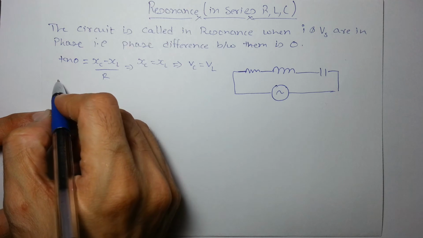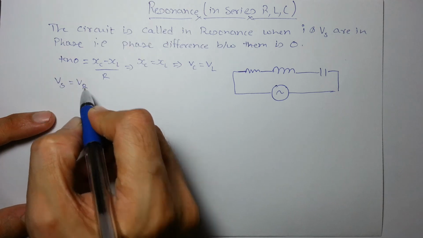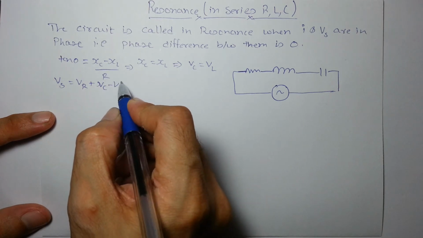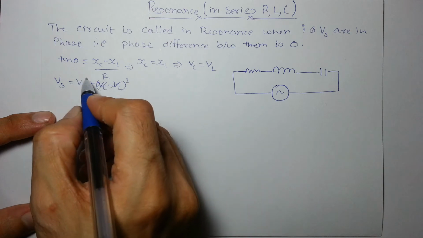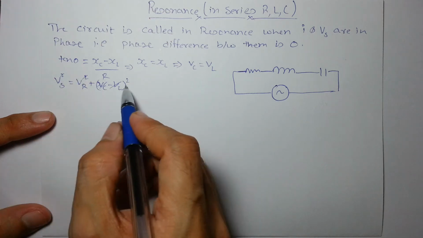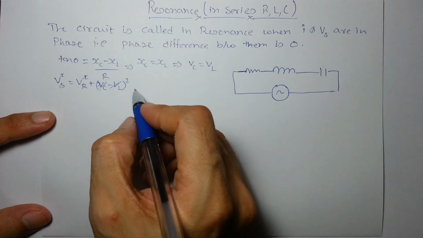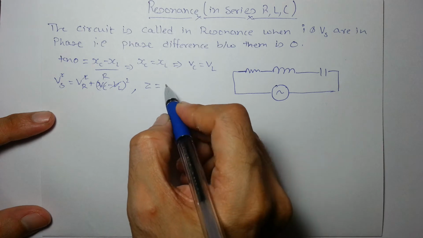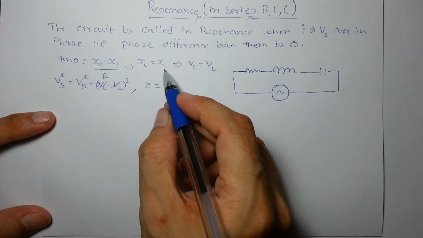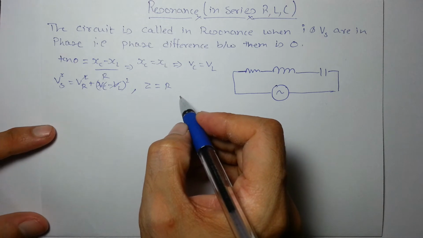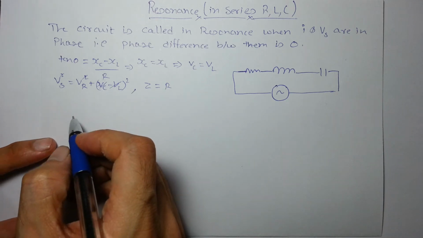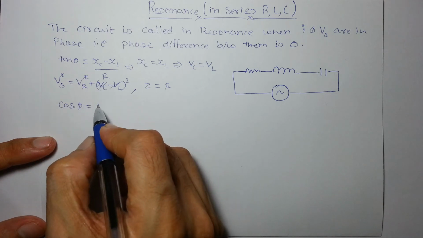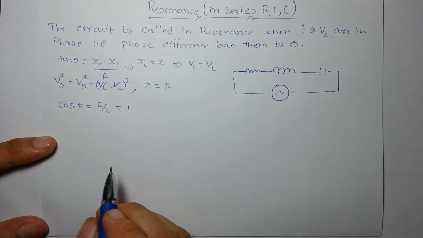We can also say Vs is equal to VR, as VC minus VL will be 0. So squares will cancel and Vs is equal to VR. We can also say that Z is equal to R, because XC is equal to XL, so it will cancel. And a few more things we can deduce. Let's say cos phi, which is called the power factor, which is R by Z. In this case it will be 1.